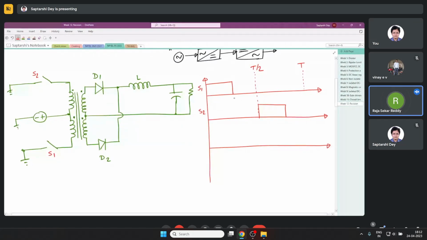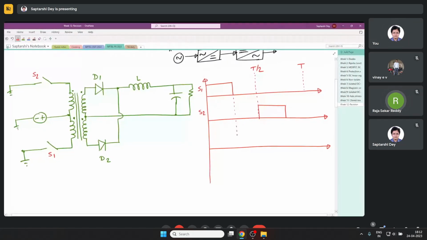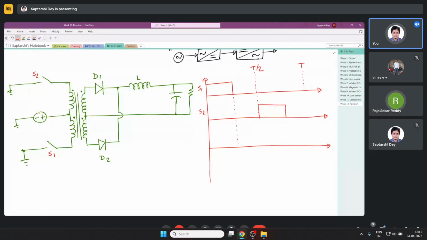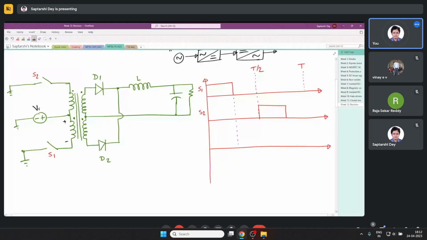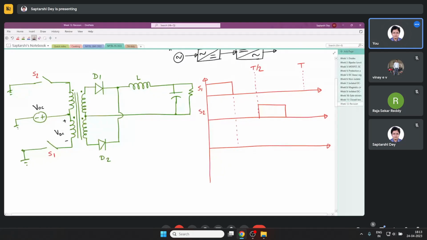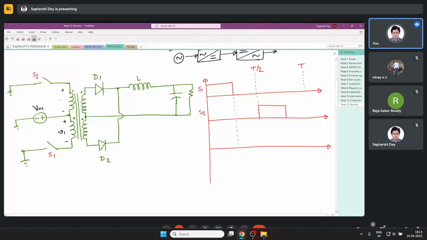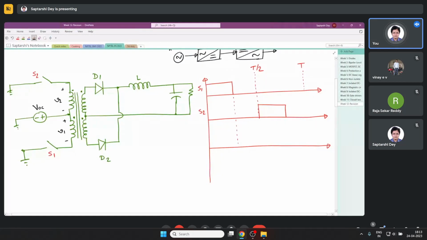Okay. Now, when you're turning on S1, meaning when you're closing S1, this current flows like this. So basically we have the voltage VDC here. Let me not write VDC; let me write this as V1 and this as V2. So when S1 is closed, V1 is VDC.